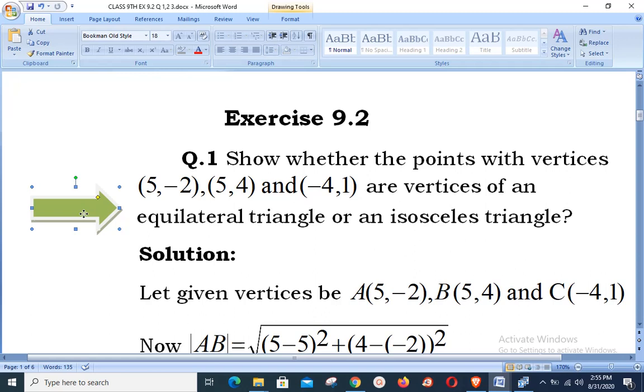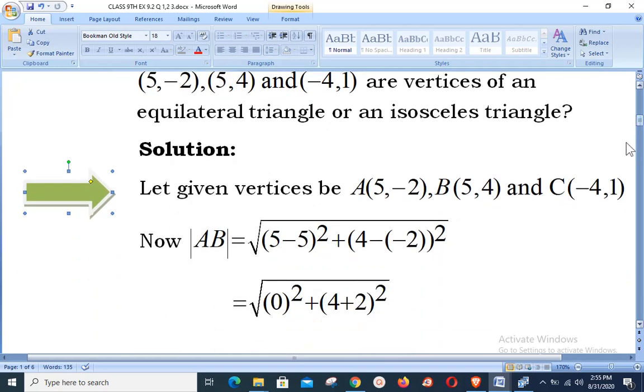Viewers, you all know an equilateral triangle has all its three sides equal, whereas an isosceles triangle has any two sides equal. Starting our solution, let the given vertices be named A, B and C. That is, we have A(5, minus 2), B(5, 4) and C(minus 4, 1) as the vertices. Now we calculate distance AB first of all by using the distance formula.